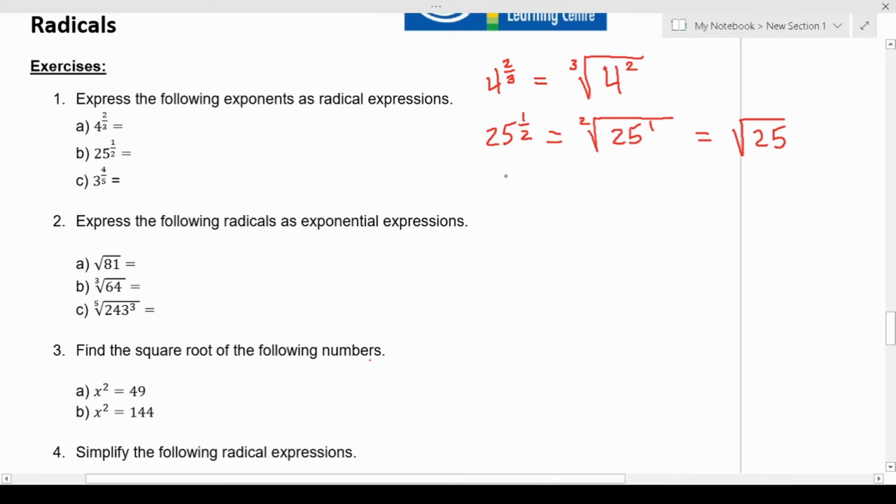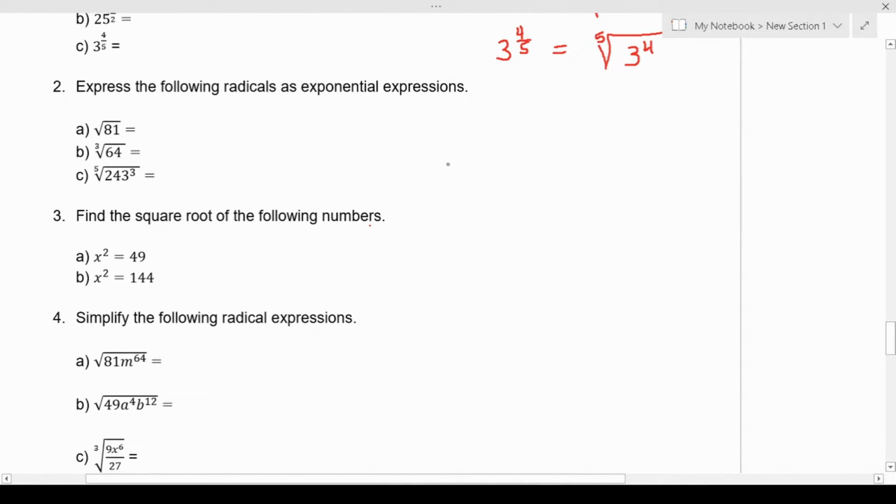So in this last example, we have 3 to the 4/5 power. Again, we're expressing this as a radical, so we need a radical symbol. 3 is our radicand. 4 is our power of the radicand. And 5 is the index. Okay, so that was it for these first exercises. Again, just going from exponents to radicals.